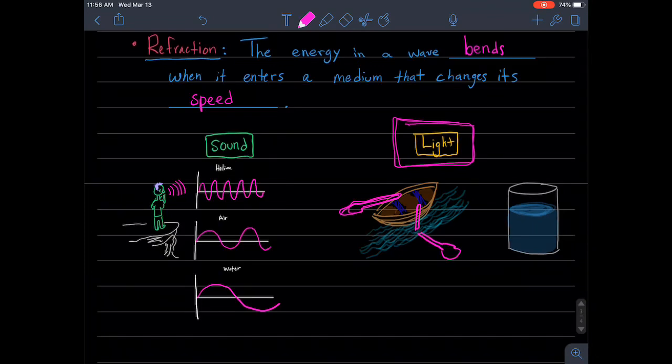And this same phenomenon can happen if you put a straw in a glass of water. You might see that part of the straw looks like it's disconnected and it's over to the left or the right, but in reality it's just the water that is bending that light, because the light can't travel at the same speed through the water as it can through the air.